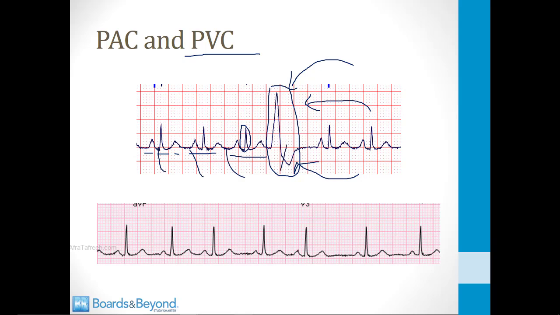That's a PVC. And at the bottom of the screen is another early complex right here, but it has a narrow QRS, normal looking QRS complex. That is a PAC. It's an aberrant electrical impulse that is generated by the atria, and for that reason it uses the AV node and the bundle branches, and it has a normal looking QRS complex, but it's still early, and therefore it's a premature atrial contraction.